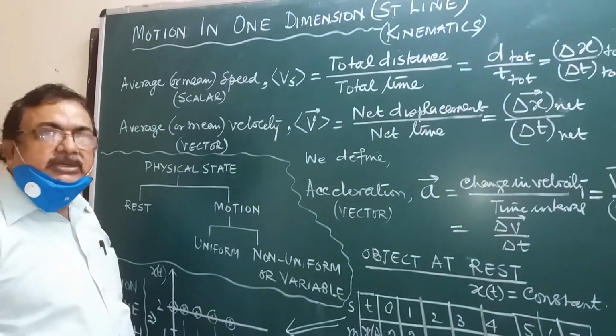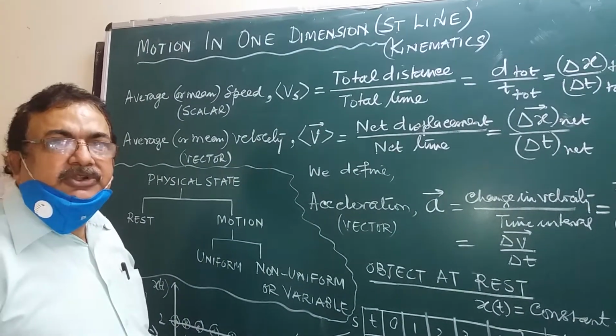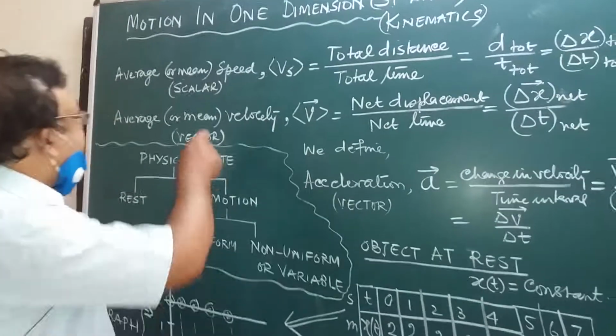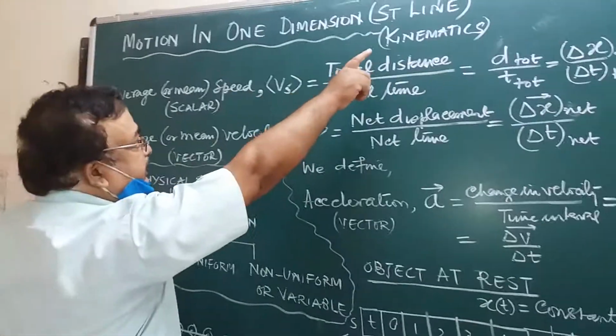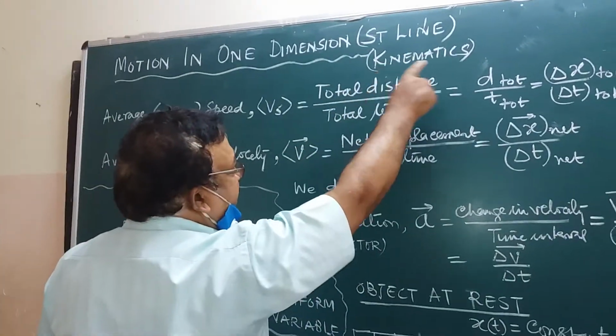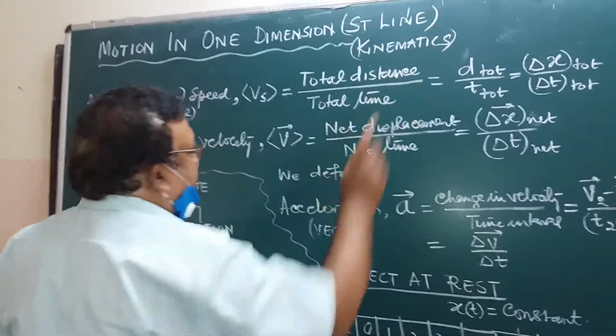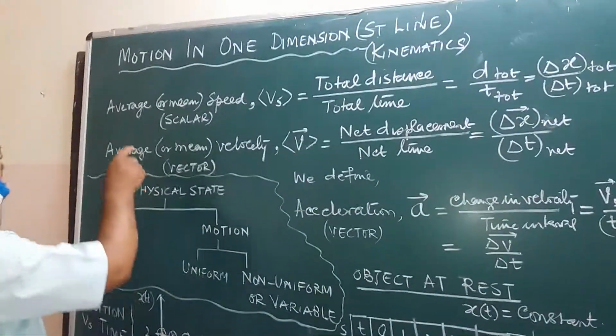Hello students, this is the second video lecture of kinematics: motion in one dimension, that is, motion along a straight line. Kinematics, video lecture number 2.